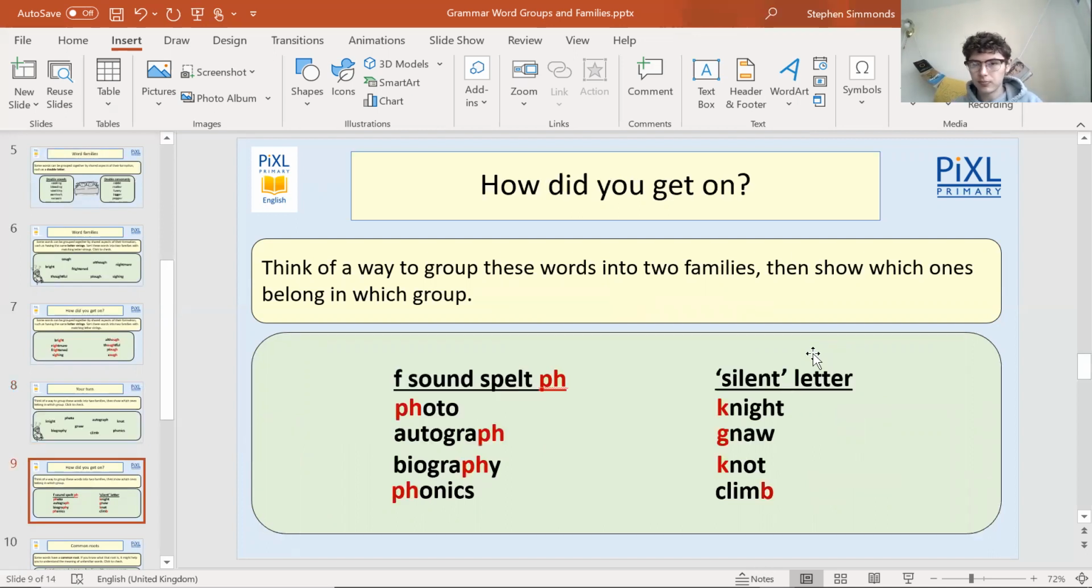Okay, so the F sound spelt with the PH was one group, and then the silent letter. For night, nor, not, and climb, you've got that silent letter, the K at the start of night, the B at the end of climb. All of the words in that group have a silent letter. And then in the other group, we've got that F sound spelt with the PH: autograph, biography, phonics. So that's two ways which we can group those words.